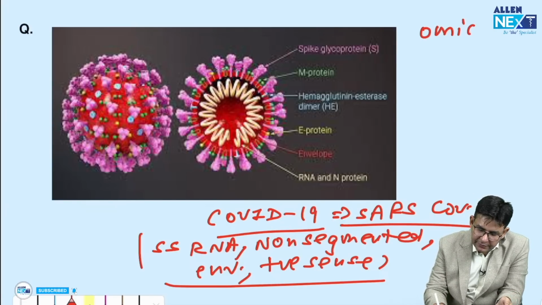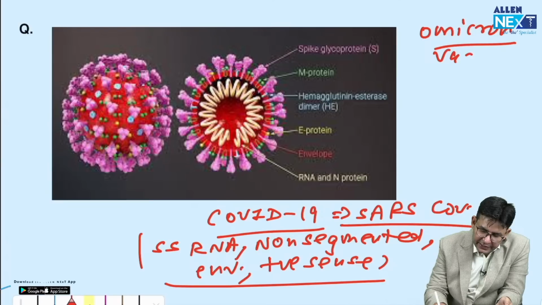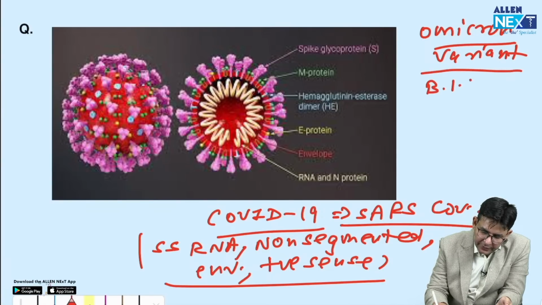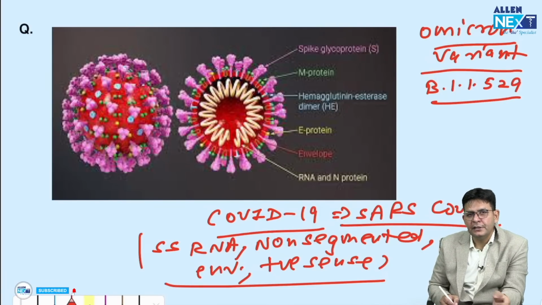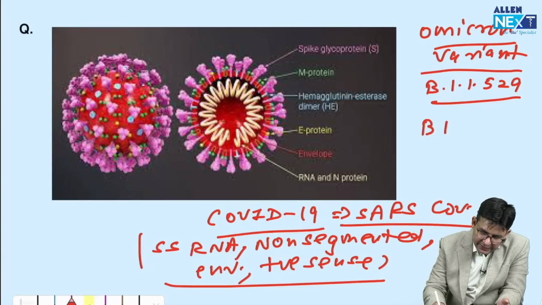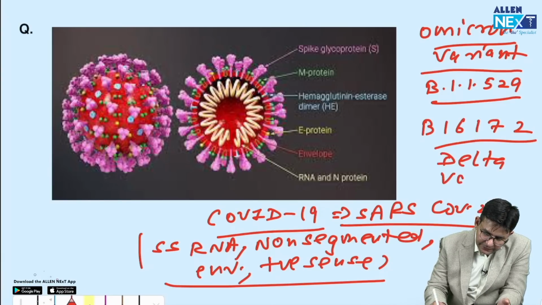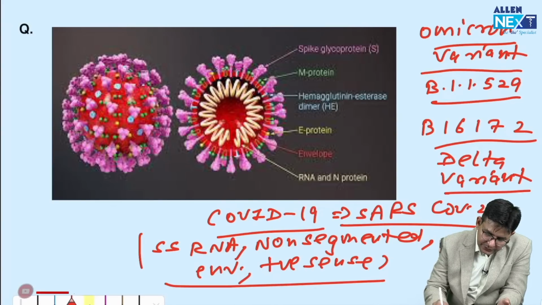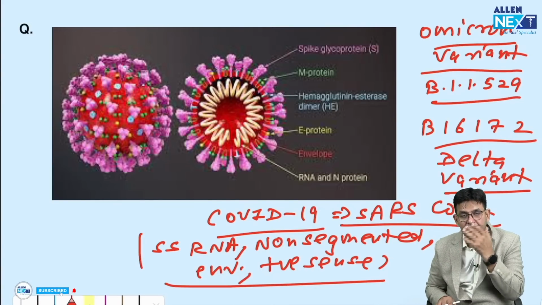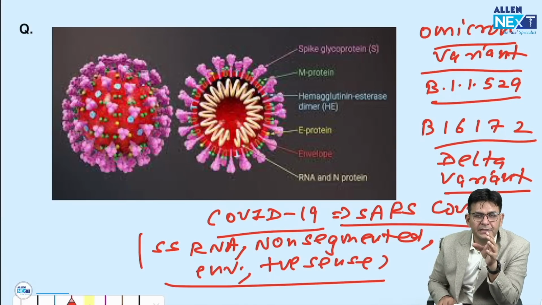This particular variant, Omicron variant, what is the number of it? B.1.1.529. This is the Omicron variant. If somebody writes B.1.617.2, this is the Delta variant. Might be asked: what is the investigation of choice? RT-PCR. In which particular biosafety level do you do it? That is biosafety level 2.